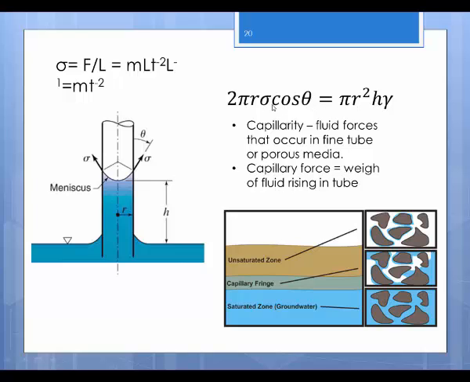And what this allows you to do is say, well, if I know the radius of some glass tube, and I know the surface tension of water at a particular temperature, you can look it up.